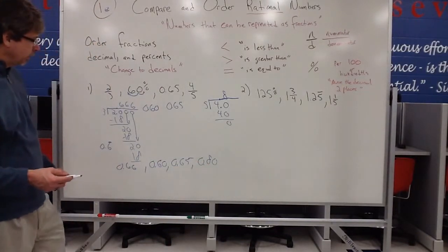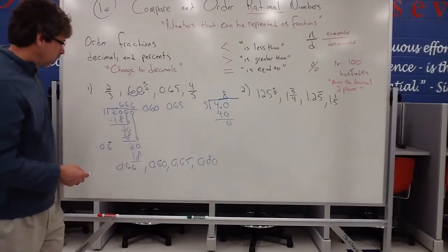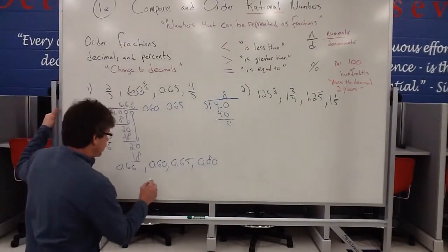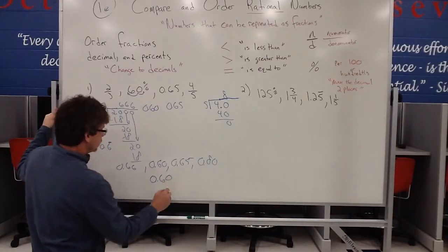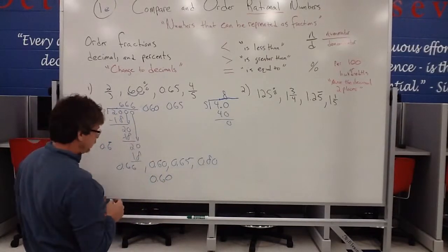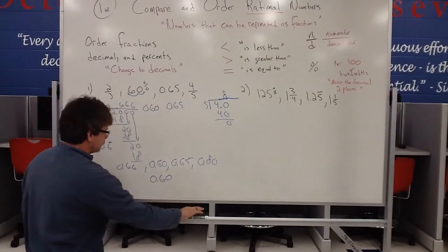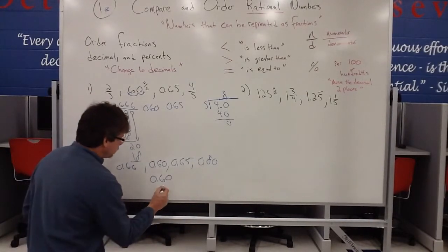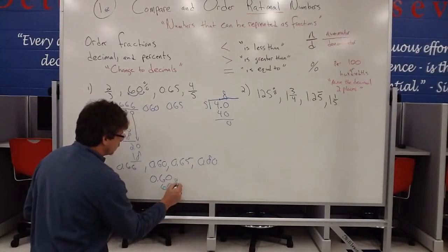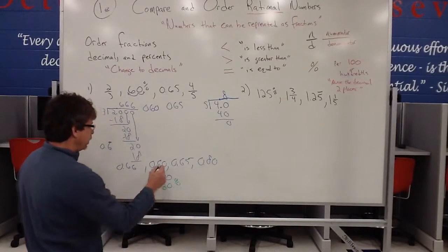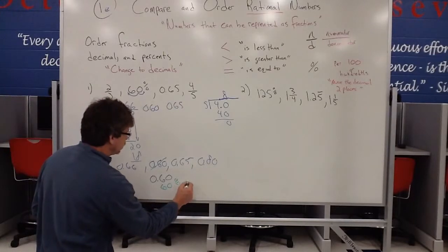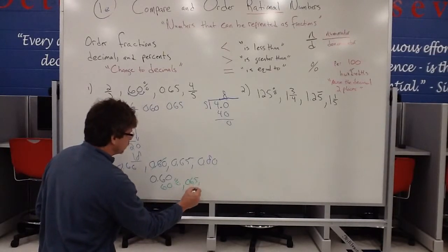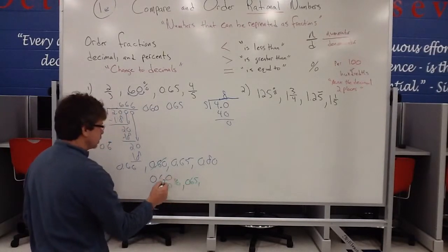Now it's actually easier to compare these guys. So we can kind of see that 60 hundredths is the smallest fraction, which actually translates into that 60% there. So 60% would be our smallest. It looks like the 0.65 would be our next smallest.